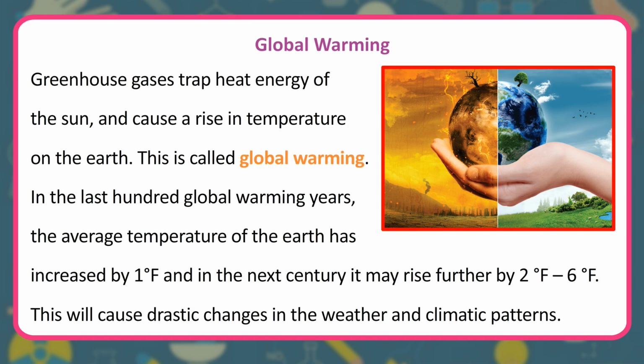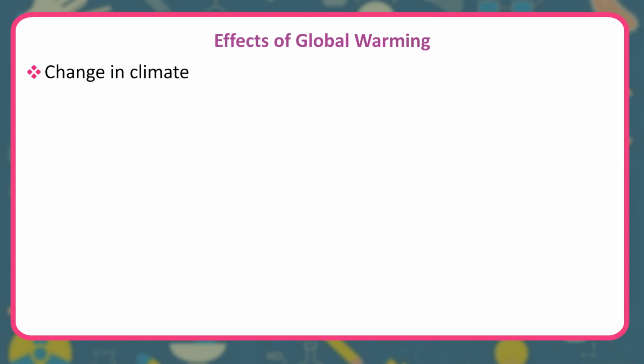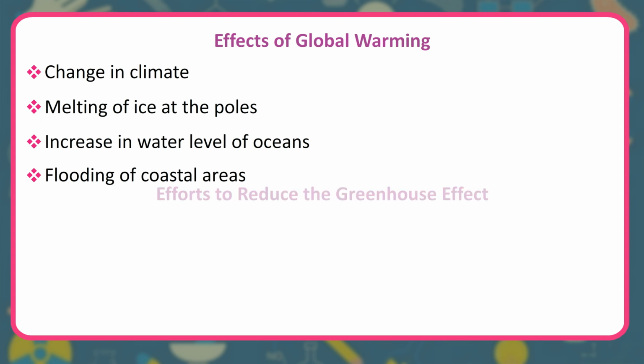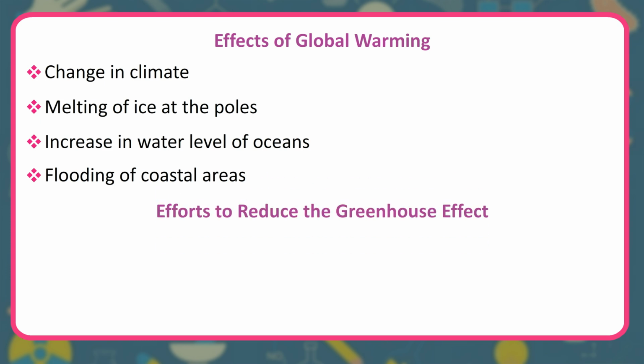Global warming. Greenhouse gases trap heat energy of the sun and cause a rise in temperature on the earth. This is called global warming. In the last 100 years, the average temperature of the earth has increased by 1 degree Fahrenheit, and in the next century it may rise further by 2 to 6 degrees Fahrenheit. This will cause drastic changes in the weather and climatic patterns. Effects of global warming. Change in climate. Melting of ice at the poles. Increase in water level of oceans. Flooding of coastal areas.